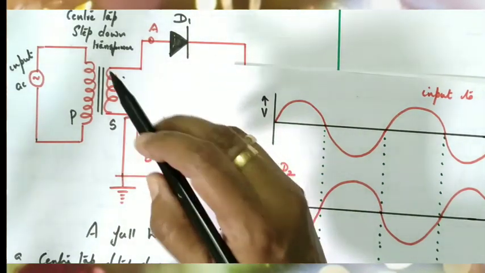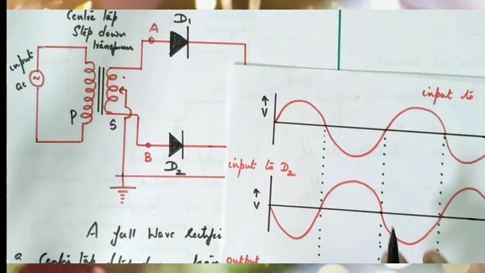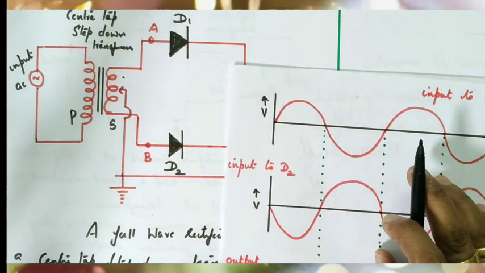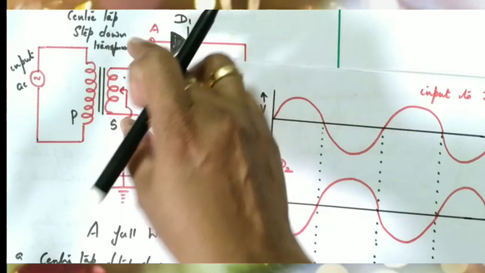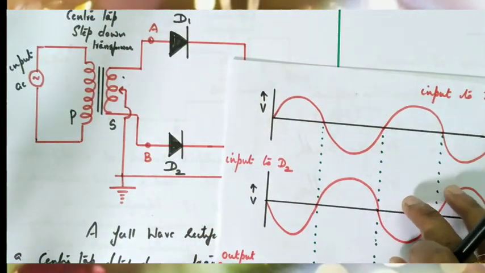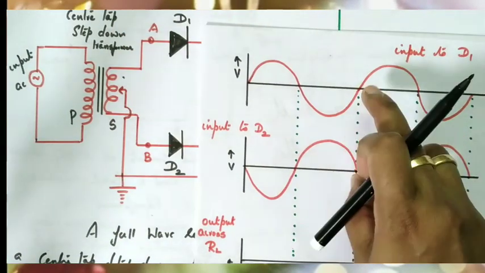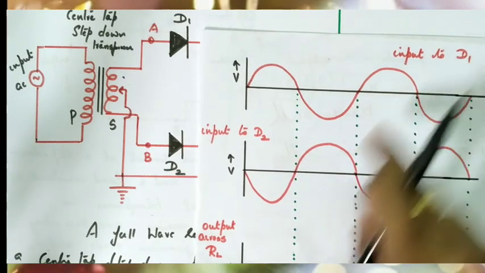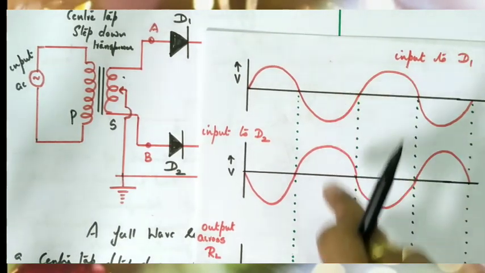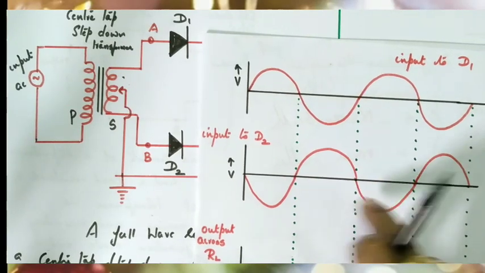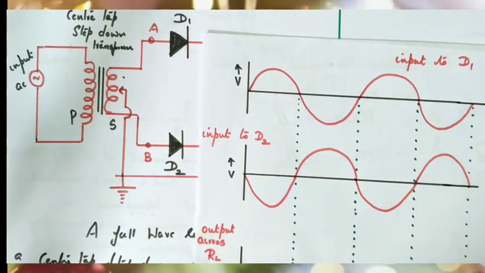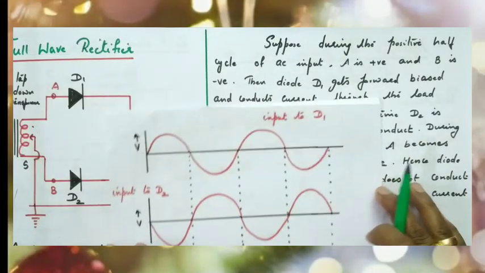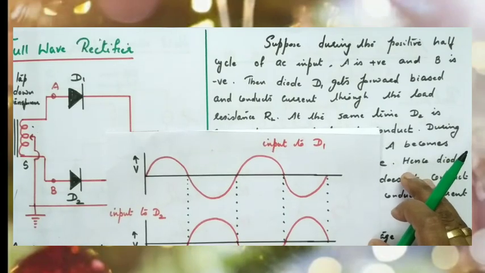Clear, children? So the importance of the center tapped step down transformer is that it divides the secondary voltage into two voltages which are out of phase by 180 degrees. This is the first voltage, given to the input of diode D1, and this is the second voltage, out of phase by 180 degrees, given to diode D2. This is the importance of the center tap transformer. Now we can see the working of the full wave rectifier.